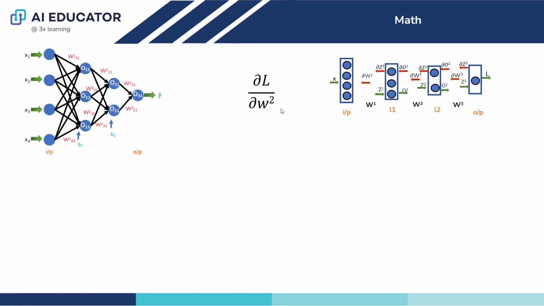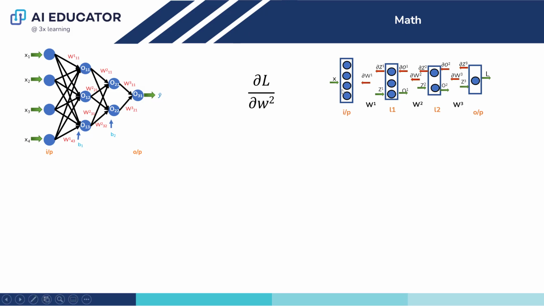Now let us calculate the weights in the second weight layer, that is, ∂L by ∂W2s. Here we have 6 connections, so 6 weights. 3 weights will be going to this node, and they are W211, W221, and W231. And 3 weights going to this node, and they are W212, W222, and W232.